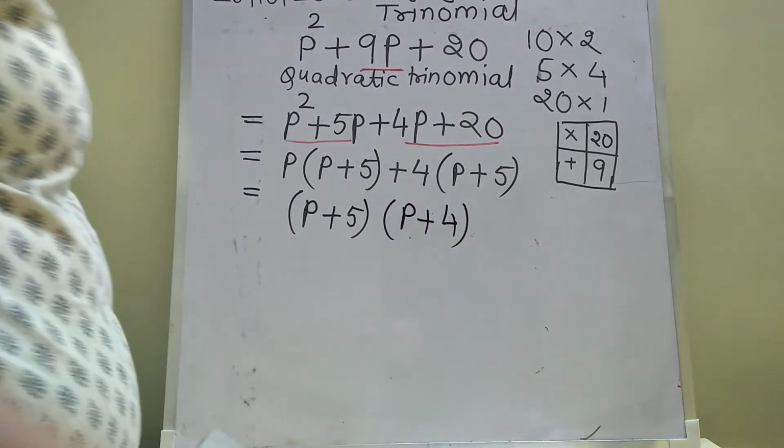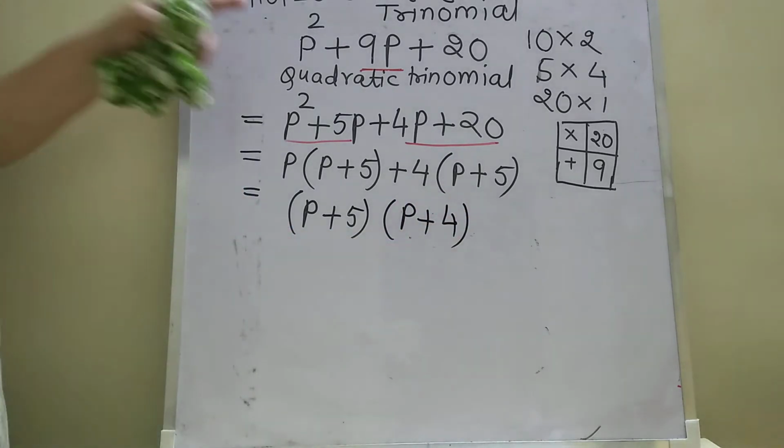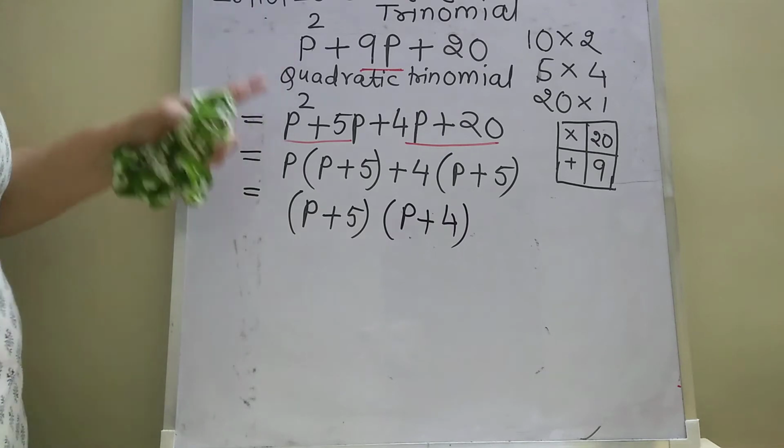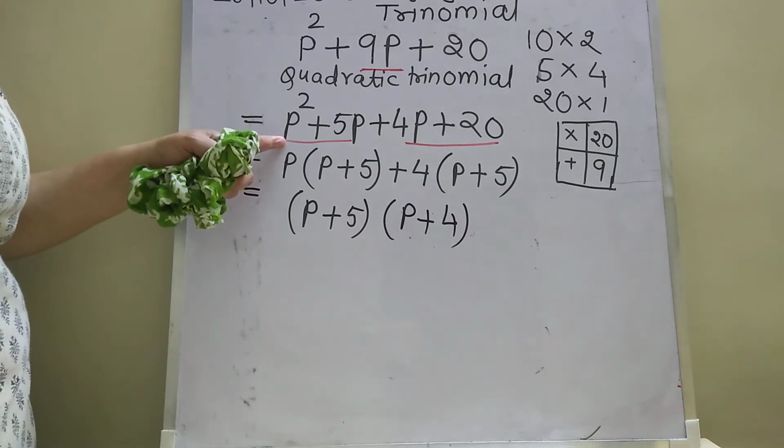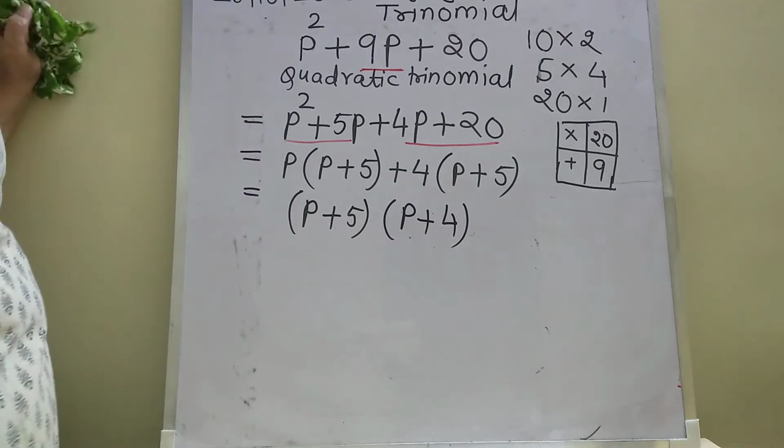This is my answer. It was a quadratic trinomial; I made it a polynomial of four terms, and then I got the factors.